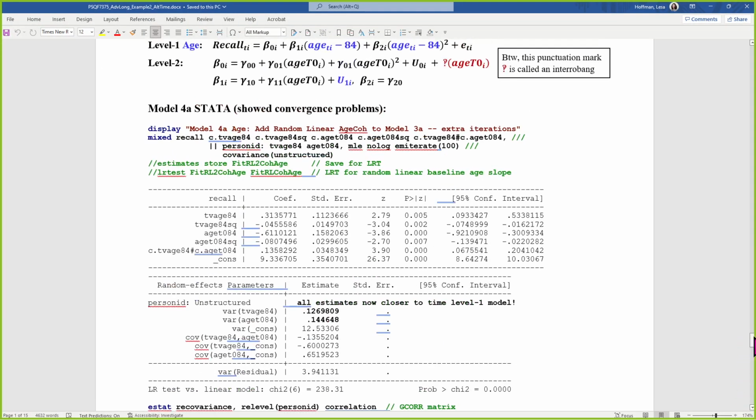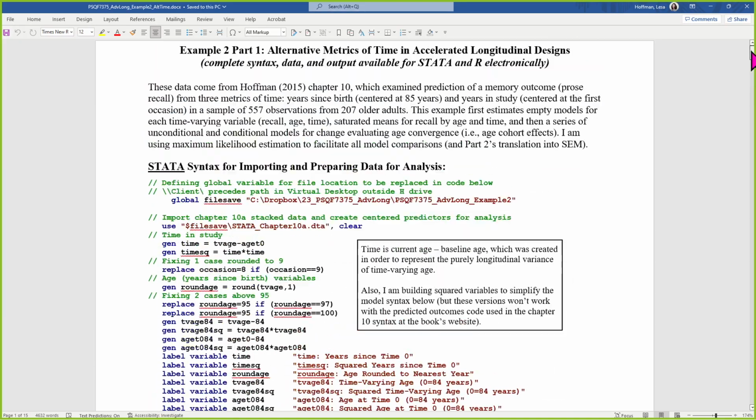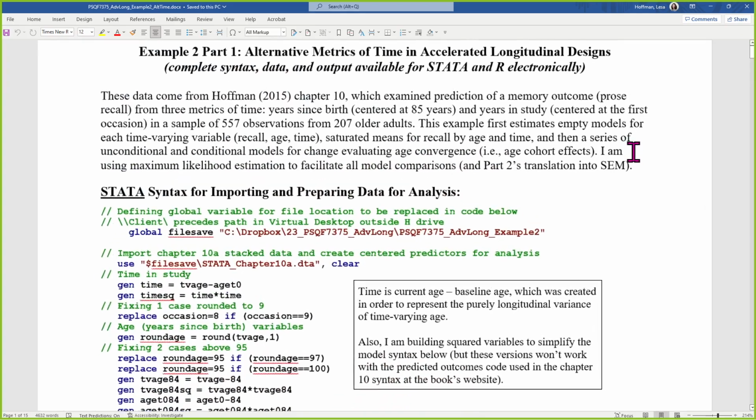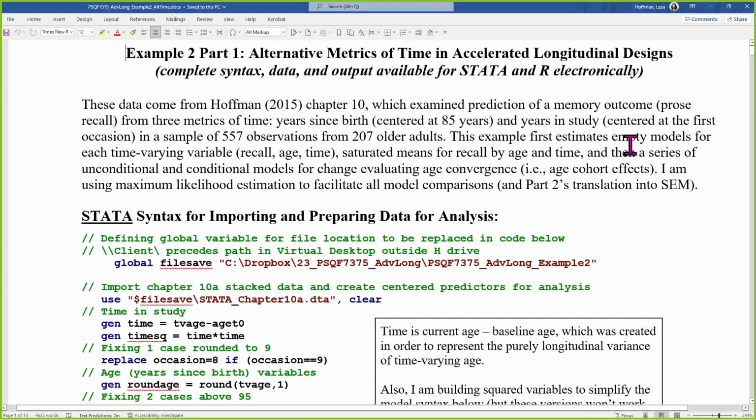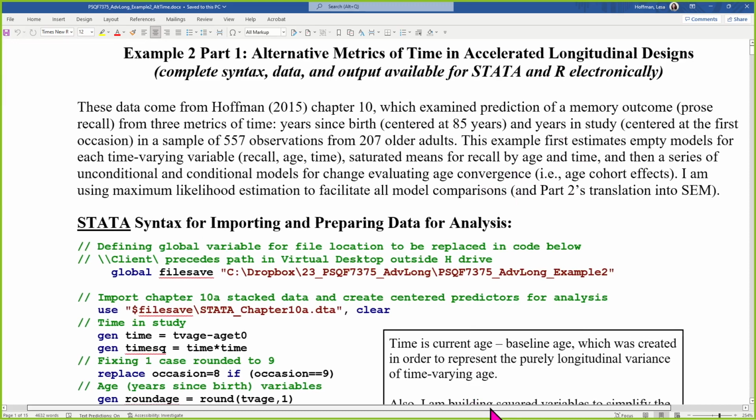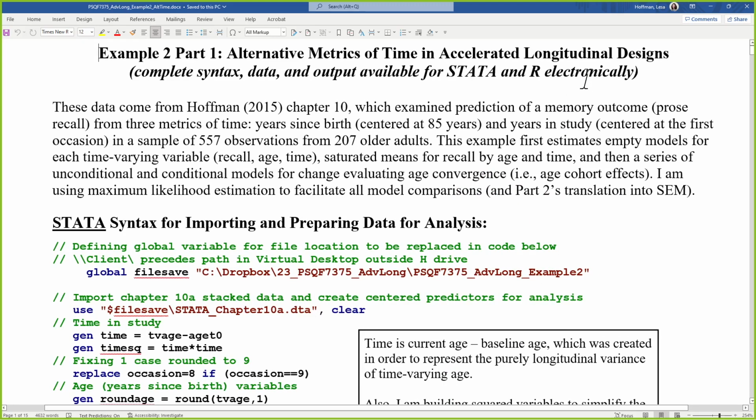This example is brand spanking new. I had an example on this topic from 5-6 years ago, and I ditched it and started over, partly because it only used SAS, but partly because my thinking on the topic has changed. So this is example 2, part 1, because part 2 is going to be using the exact same data and set of models to show you how to fit this using SEM software. That's what part 2 is going to be.